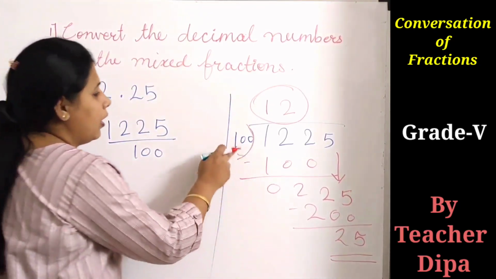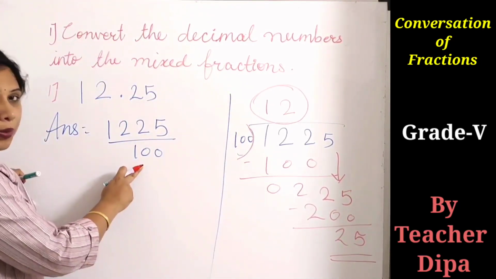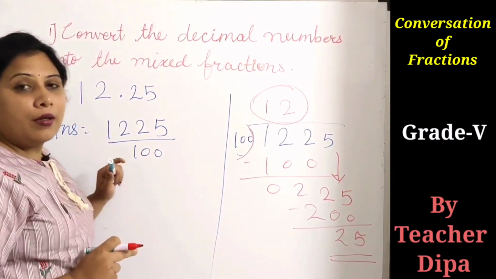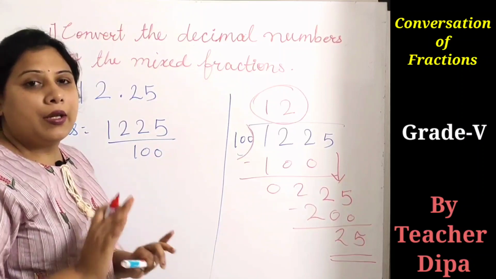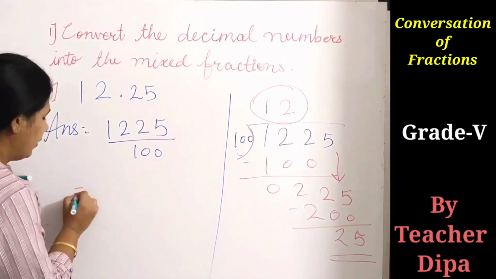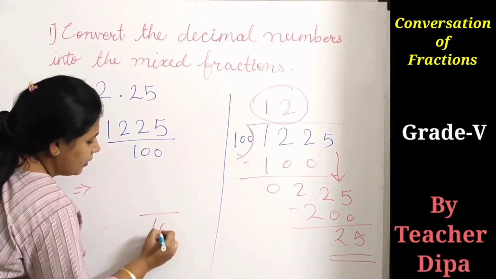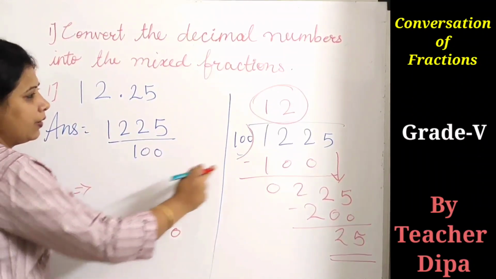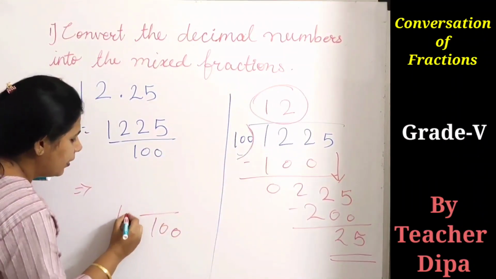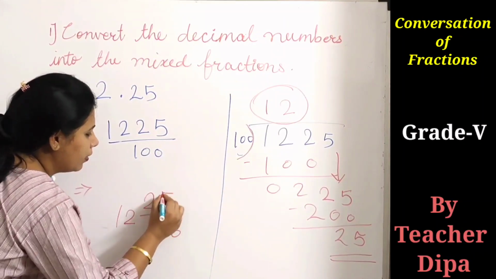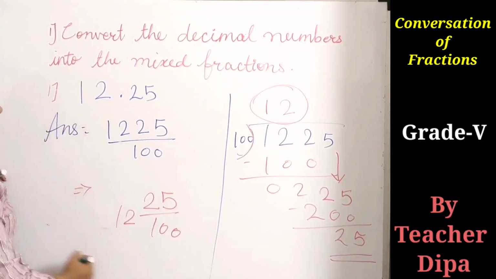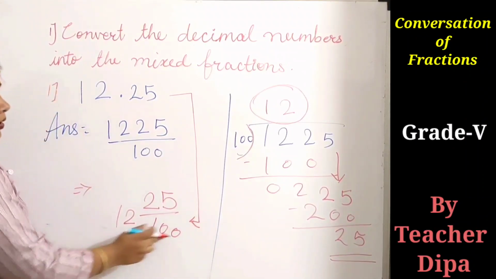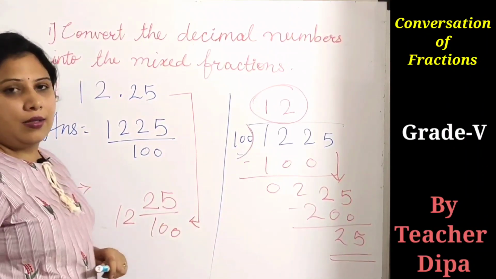As we know, 100 should be at the denominator place. The denominator of the improper fraction never changes. So I am writing 100 as it is. I want 1225. For that I need to write this 12 number here and I am adding 25. So my conversion of this number into the mixed fraction is this. So this is my answer.